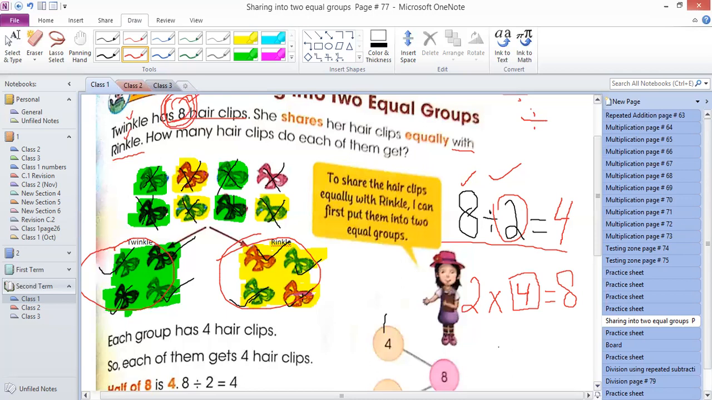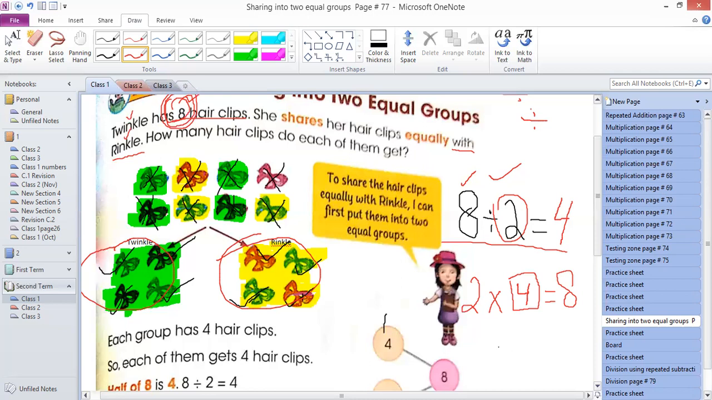After that is the equal sign, and then you will write the answer. Once you divide 8 hair clips into 2 groups, how many hair clips does each group have? Because once you divide 8 by 2, you get 4. So you say that 8 divided by 2 is equal to 4, because each group has 4 hair clips.